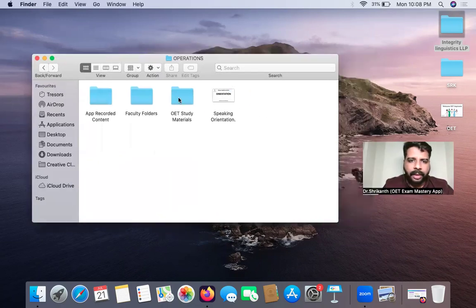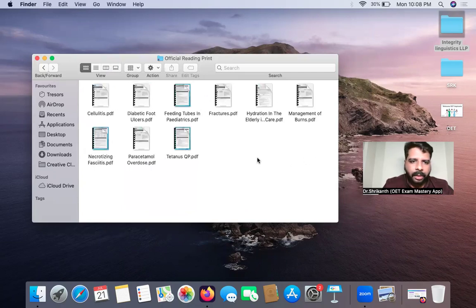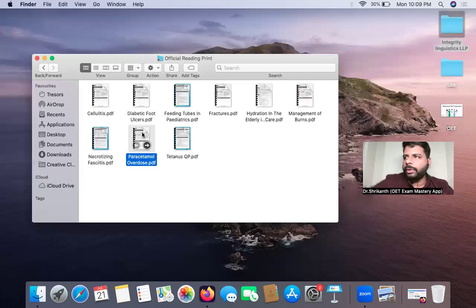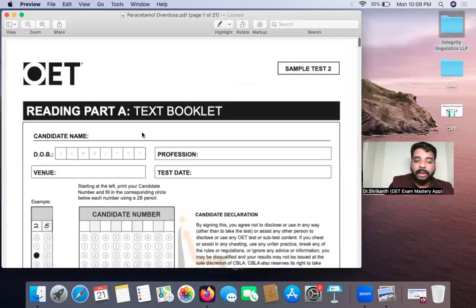OET Reading Part A is called expeditious reading. Which shall we take today? How about we take maybe fractures, or should we take... We'll take paracetamol overdose today. Whatever question papers we have shared over here, kindly remember that all of them are official OET question papers. Official OET means the original Cambridge University question papers.